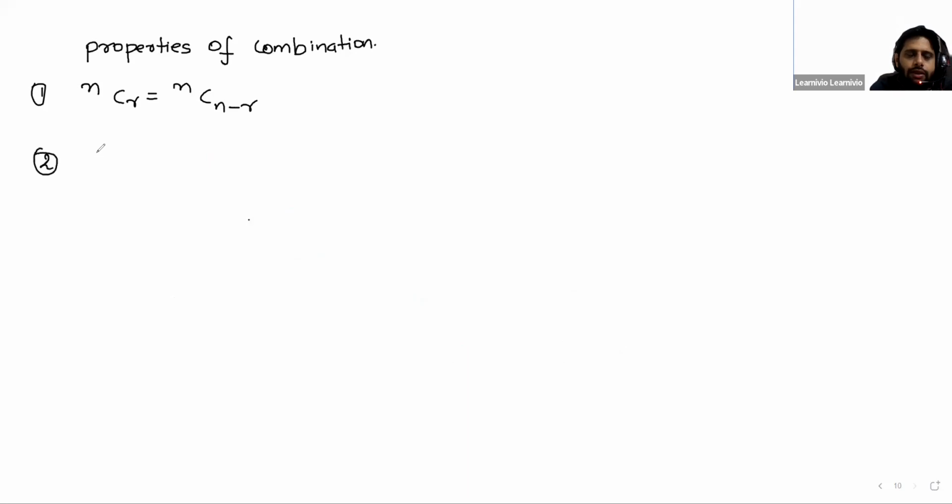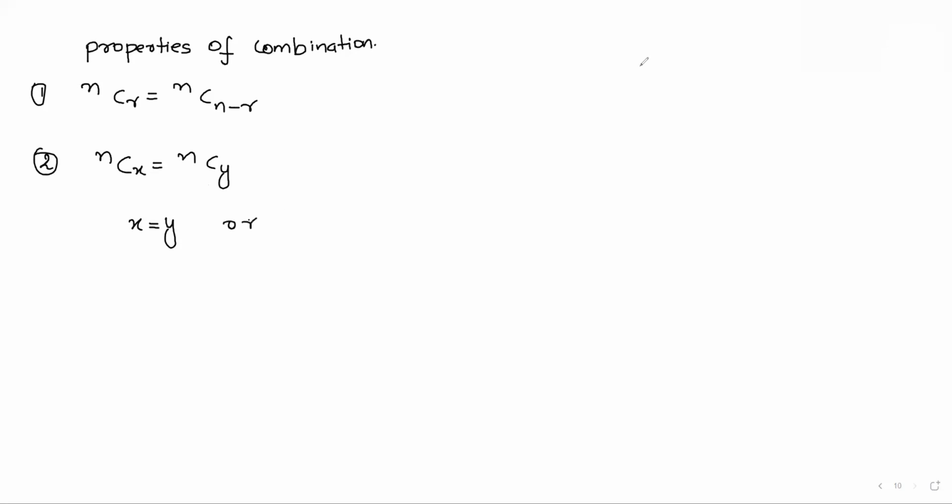Now, the second one. nCx is equal to nCy. So from this, can we say that x is equal to y? Can we say x is equal to y if these two are equal? No, sir. Okay. Why, Krishna? Yes, I got it. Yes, sir, it's equal. We can say that, but you are also correct. There's one more solution for this one.